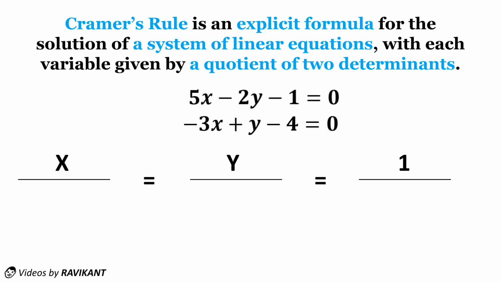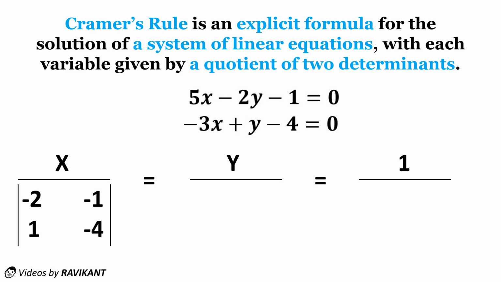Now we make a determinant for our first variable x. To make the determinant, first hide the terms of x in both equations. Then write the coefficients of y of both equations like this, minus 2 and 1. Then write the constant terms of both equations like this, minus 1 and minus 4.